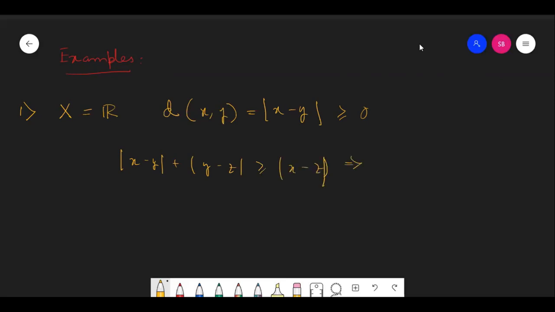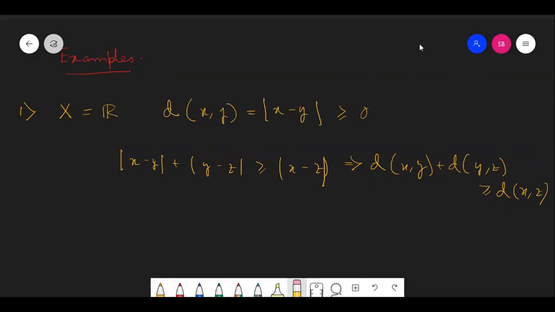So this says that d of x comma y plus d of y comma z is greater than or equal to d of x comma z. And then again it is symmetric. So this is a valid metric defined on R, this d.